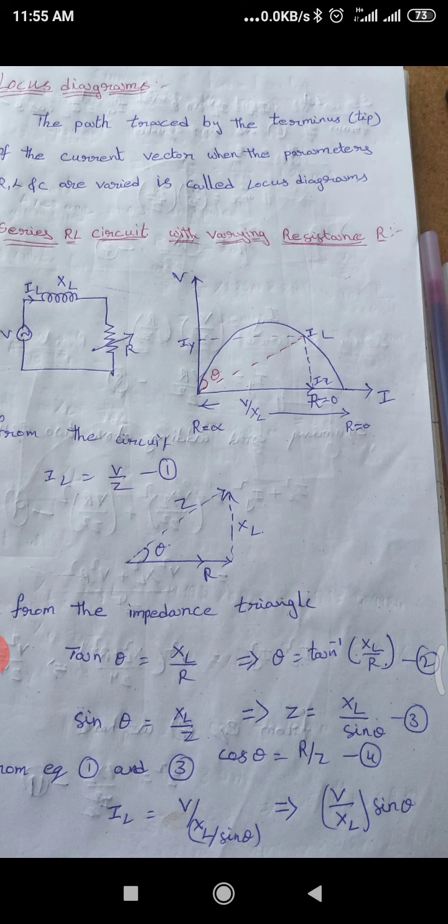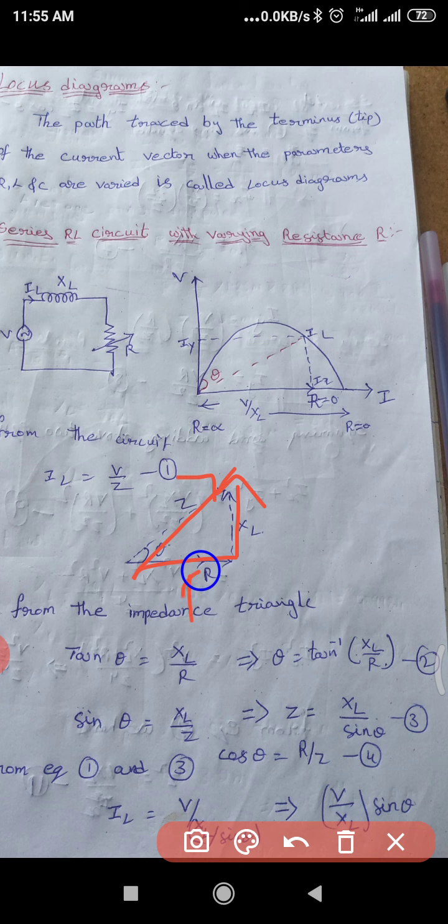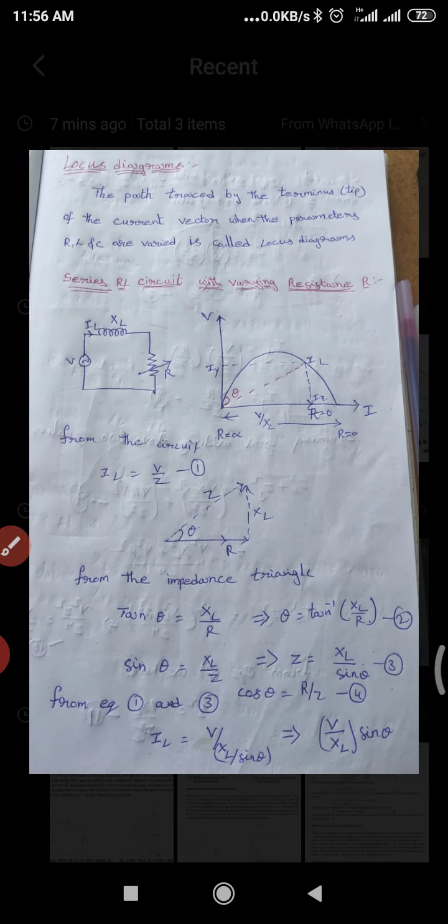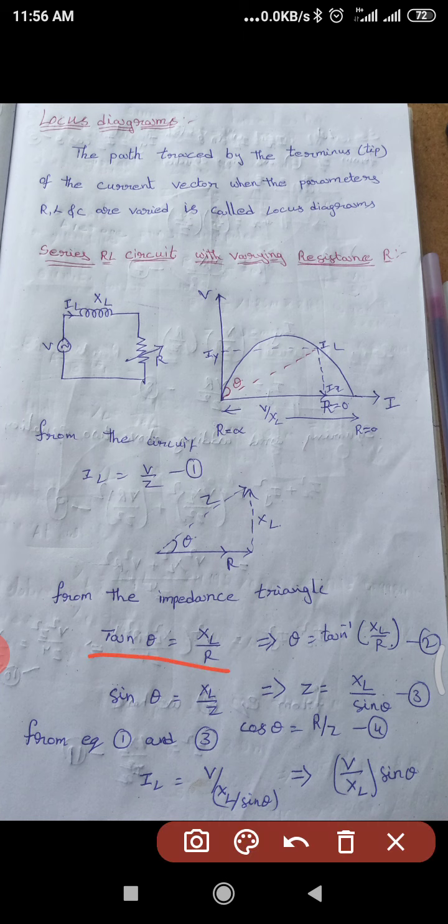If you consider this impedance triangle, we already saw it in the previous classes. This is R, this is XL, and this Z is the impedance, the combination of both R and XL. This is the overall impedance diagram. From this diagram we write the equations. Tan theta is equal to XL divided by R. From this, theta is equal to tan inverse of XL by R. Similarly, if you write sin theta from this diagram, we get XL by Z.